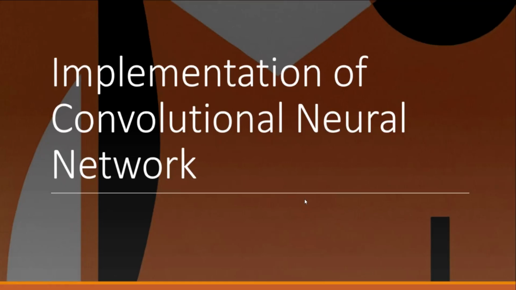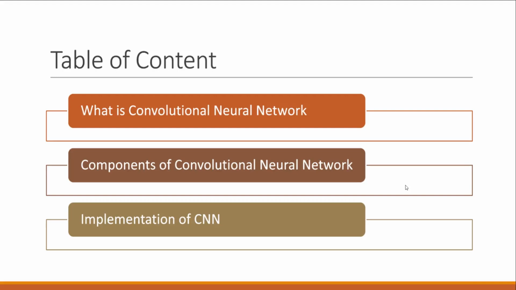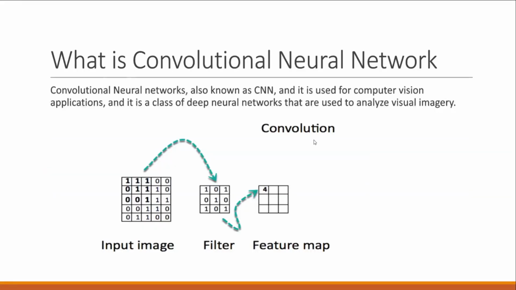In this section, we will discuss the implementation of convolutional neural network. So following is the given table of contents. First, we will discuss what is convolutional neural network. Next, we will discuss the components of convolutional neural network. In the end, we will discuss the implementation of CNN.